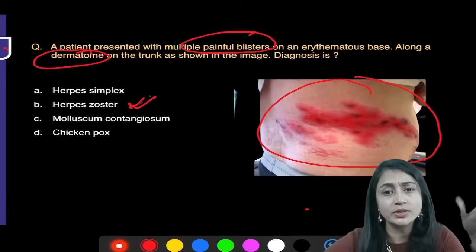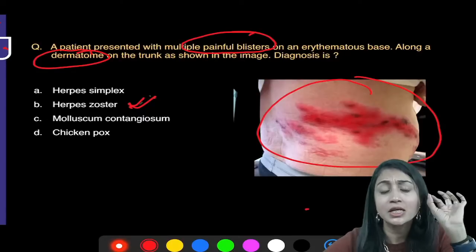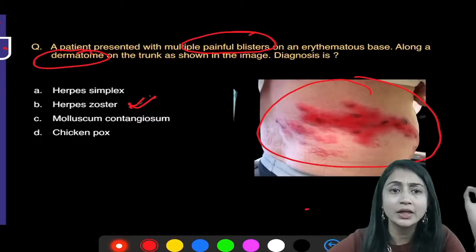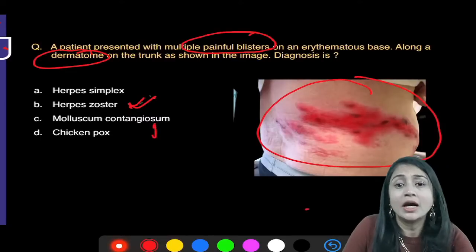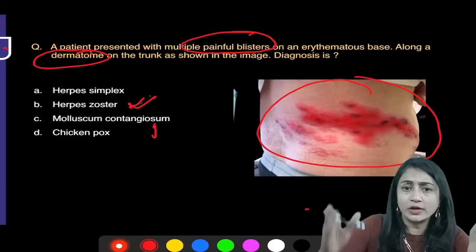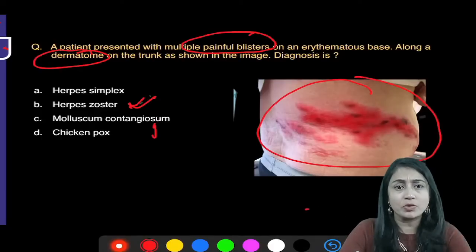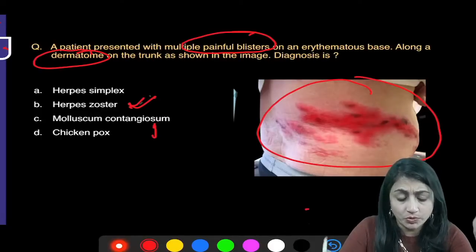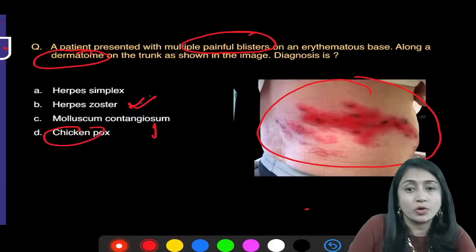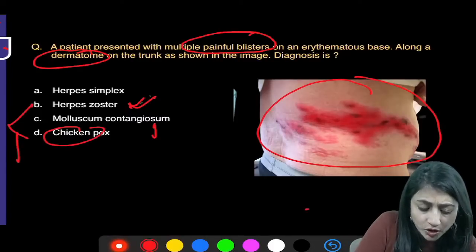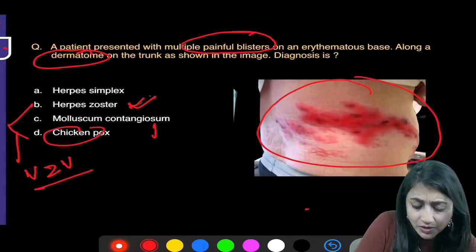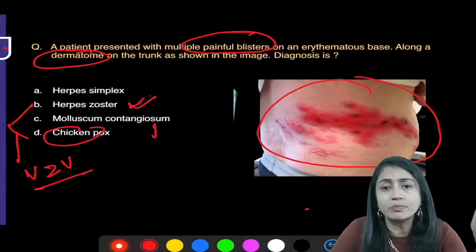Molluscum contagiosum does not present with blisters, is never painful, and again is never dermatomal. It would present with umbilicated papules. So if there was something like umbilicated papules, then molluscum contagiosum would be the option. Now coming to chickenpox, as I told you, herpes zoster and chickenpox are both caused by varicella zoster virus. But is this chickenpox? No, not at all.